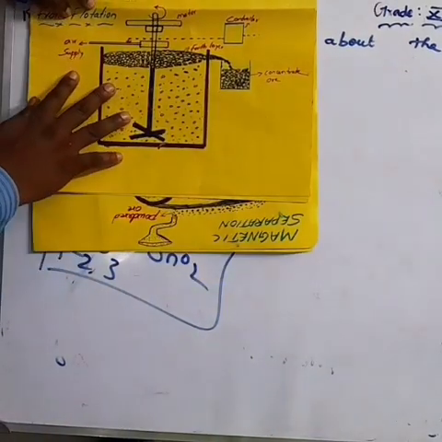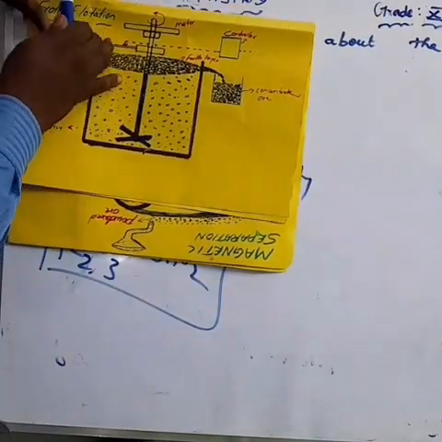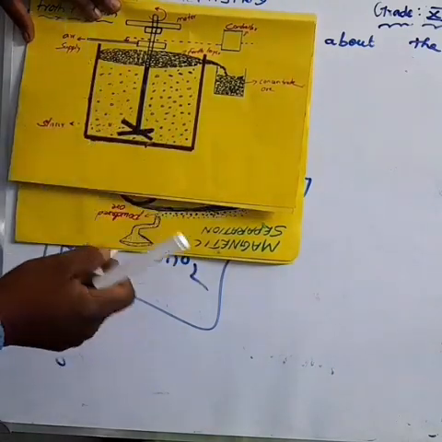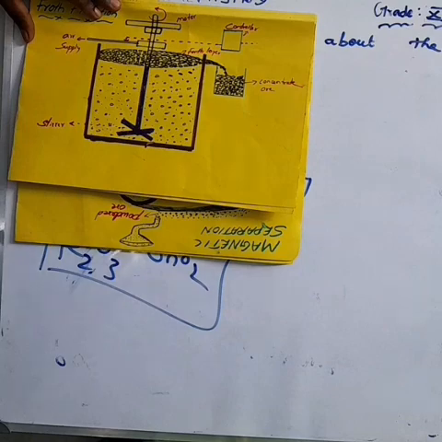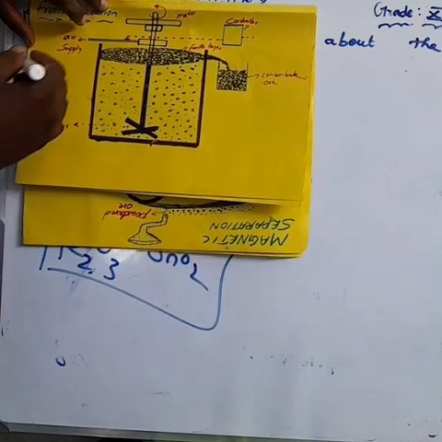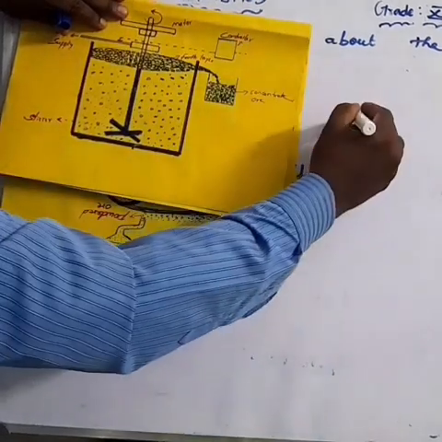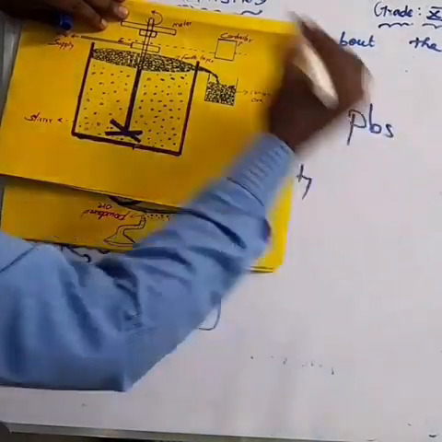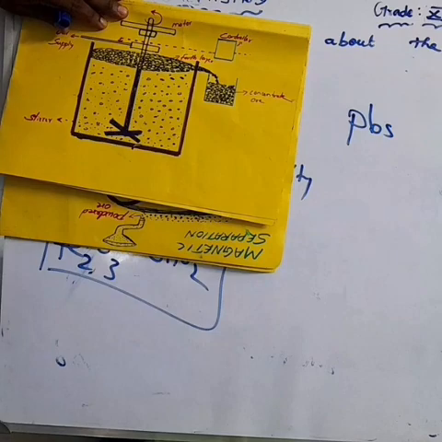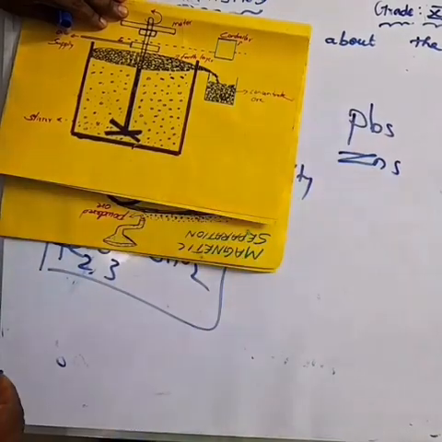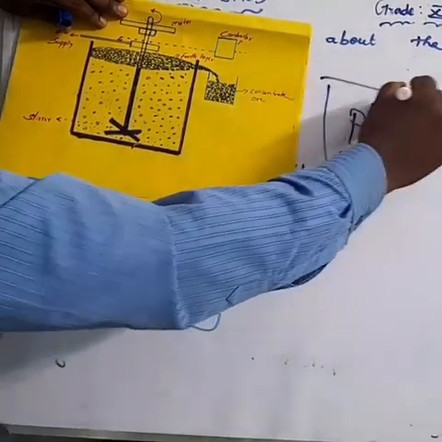What is the fourth flotation process? This method is commonly used to concentrate sulfide ore. Sulfide ore, for example, galena. What is the formula for galena? PbS, galena. And one more, zinc blende, ZnS, zinc blende. Already we learned galena and zinc blende, am I right?